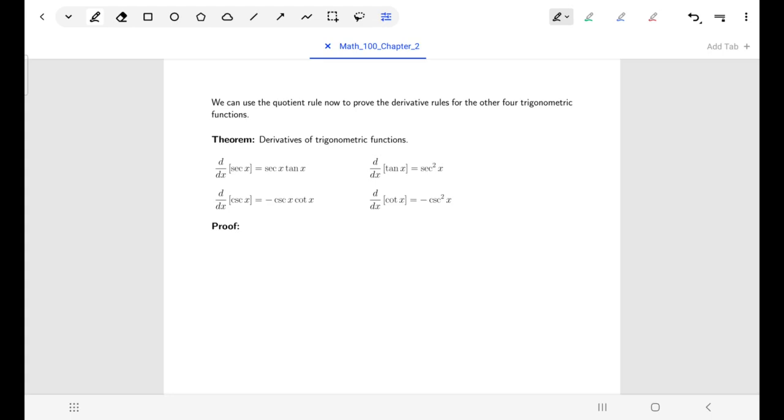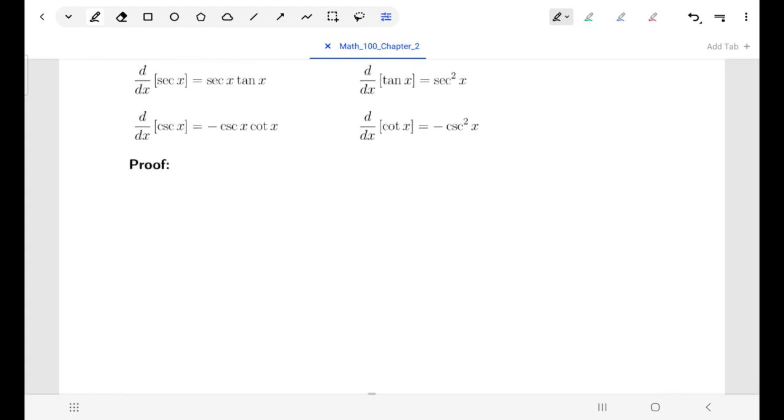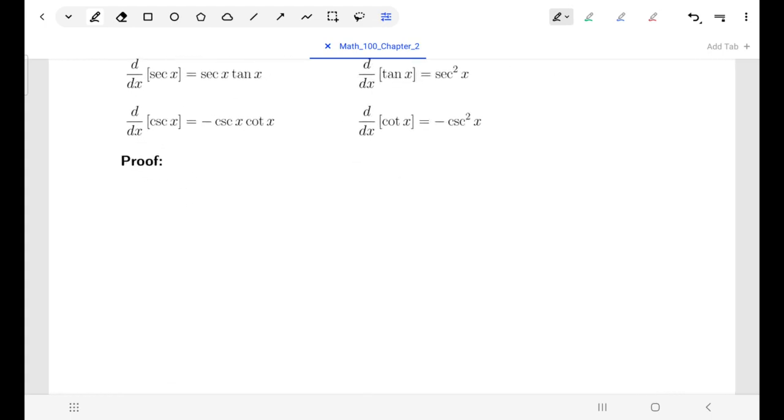And now that we have the quotient rule and know the derivative of sine and cosine, we can do this. And that's because all four of these functions can be expressed in terms of a quotient involving sine and/or cosine. So I'll show you what I mean. And so for all of these little derivatives, again, I can quickly establish them just by using the quotient rule. So I'll start with the derivative of secant.